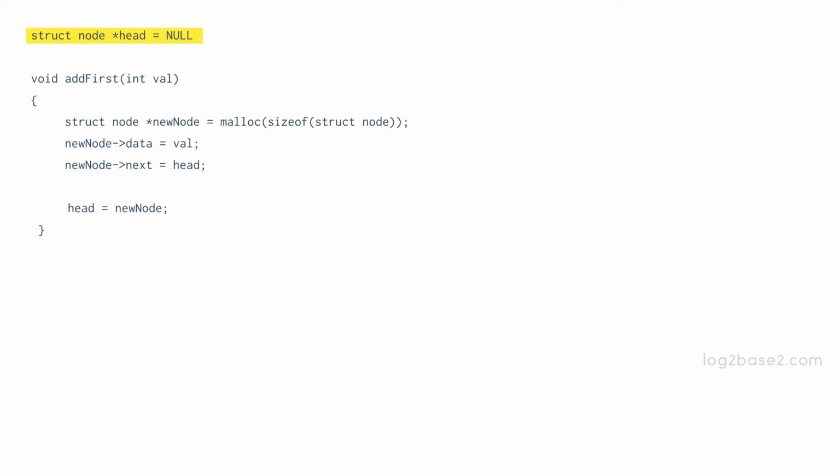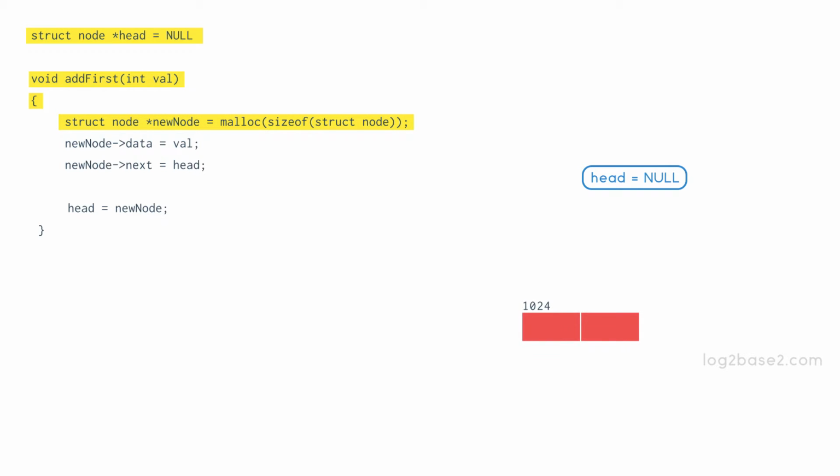Now suppose our linked list is empty, so head equal to null. And now we are going to insert the element 10. So val equal to 10 here. And first of all, this malloc here will be creating a new node for our new element. And we know we have two parts for a node in a linked list. The data part to store the value and the next part as the reference to the next node. So a new node is created at address 1024.